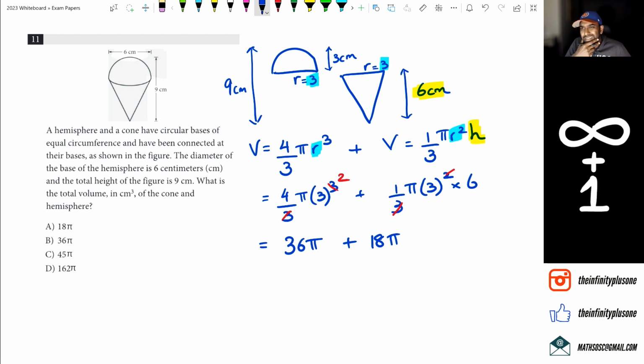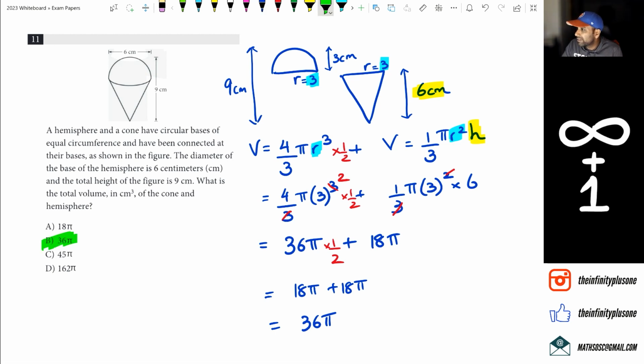Now I'm sitting there thinking, something doesn't feel right, because I've got 54 pi and I can't really see an answer there. Then the realization hits that actually I'm working with half a sphere. Alright, so that means I should have actually halved this. And this is where I get 18 pi plus 18 pi, which equals 36 pi. And lo and behold, we have an answer for number 11.